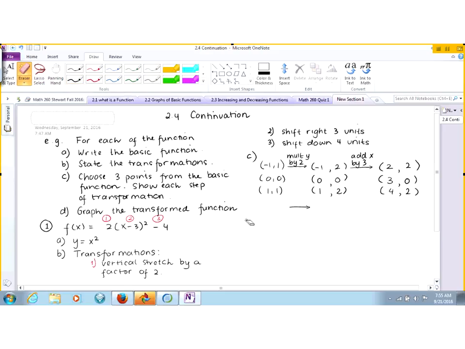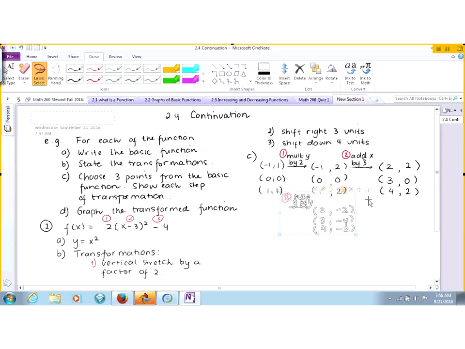Sorry, let me just do it here so I have space to write down. Last transformation. This is your first one, this is your second one. The last one, what would that be? Subtract y by 4. All right. So the x stays the same: 2, 3, 4. And then we subtract 4 from y. So 2 minus 4 is negative 2, 0 minus 4 is negative 4, negative 2. There you go, you're done.